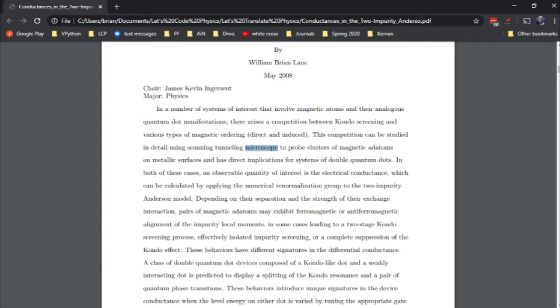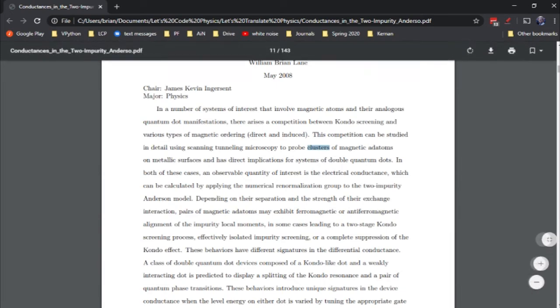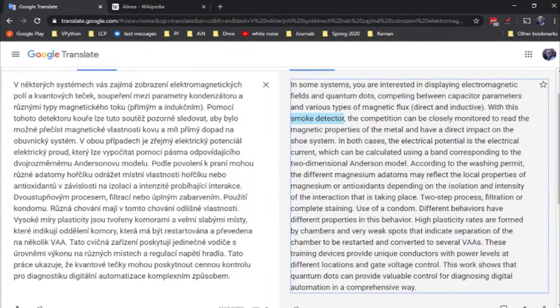Microscopy became like scanning instrument. Oh, yeah. Scanning microscope became detector. Clusters probably became like powder or like a distributed set of particles, and that became smoke. Oh my goodness. With this smoke detector... Smoke detector of smoke detectors.